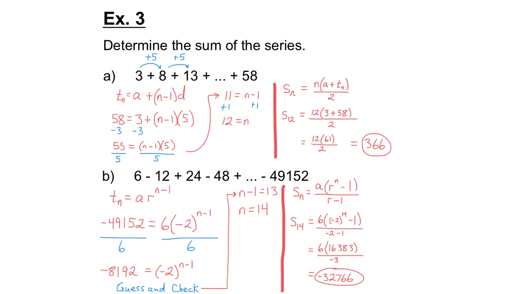So, big takeaway from this example is that you can figure out what n is if you know what the starting term is, what the common difference or common ratio is, and what your final term in the series is. Then you can figure out what n is. Once you know what n is, you can figure out the sum of those first n terms.